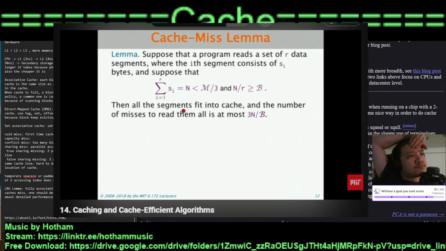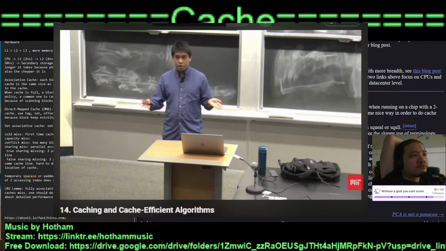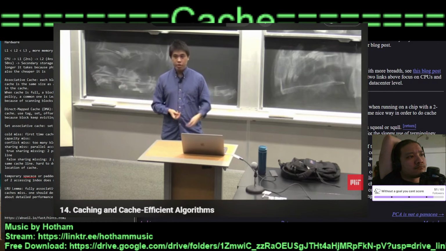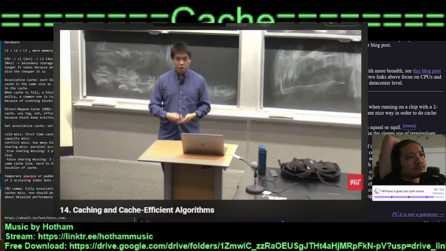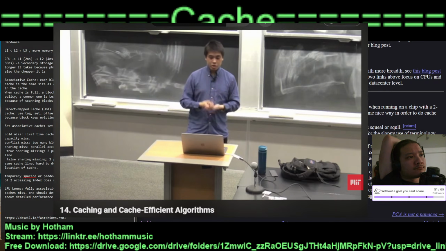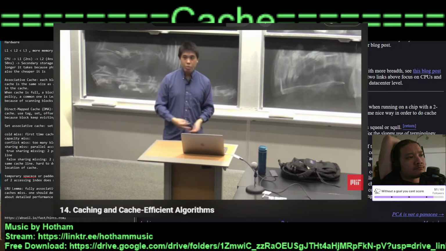So if these two assumptions hold, then all of the segments are going to fit into cache, and the number of cache misses to read them all is at most 3 times n over b. So if you had just a single array of size n, then the number of cache misses you would need to read that array into cache is going to be n over b. And this is saying that even if our data is divided into a bunch of segments, as long as the average length of the segments is large enough, then the number of cache misses is just a constant factor worse than reading a single array.